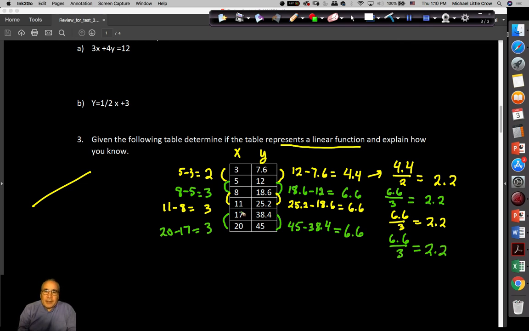We could check the 11 to 17. That might be the trickiest one of them all. So let's go ahead and do that. 11 to 17, so that's 17 minus 11. That gives you 6. Then 38.4 minus 25.2.